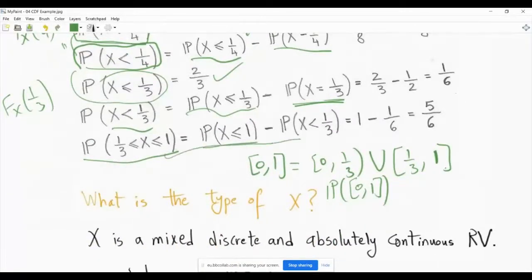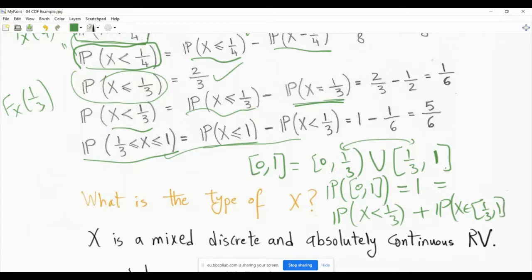So if you want to do this in slow motion, the probability of [0, 1] is 1. And because these two pieces are disjoint, we have additivity: the probability of the union is the sum. So it is the probability of X being strictly less than 1/3, plus the probability that X is between 1/3 and 1 inclusive. And so the probability we are interested in is 1 minus this probability. What is the probability that X is strictly less than 1/3? We computed it as 1/6. So this is what we get here. So you can use the CDF to compute probabilities as such.